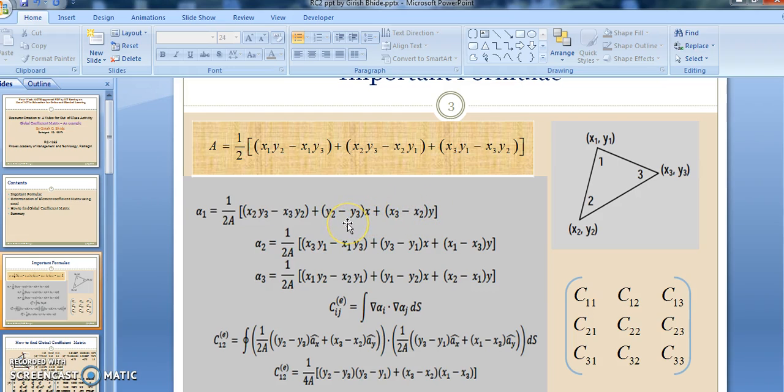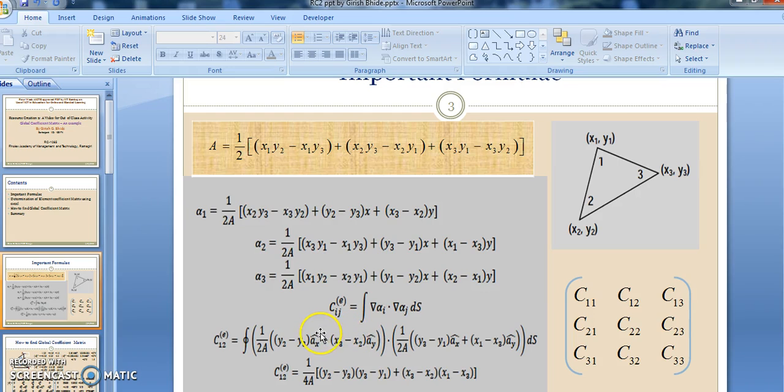Now, the shape functions alpha 1, alpha 2 and alpha 3 are required in order to derive the formula for the general term of an element coefficient matrix. The general term is Cij of E, given as the integration of the gradient of alpha i dot product with the gradient of alpha j ds.